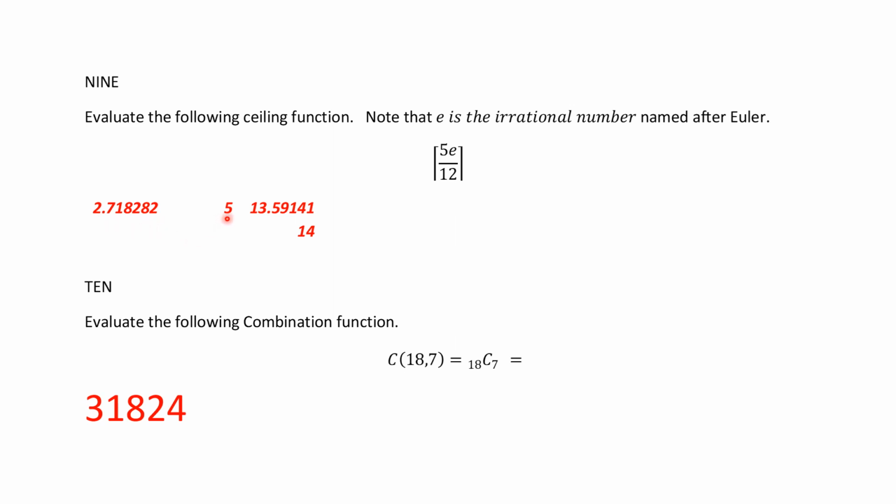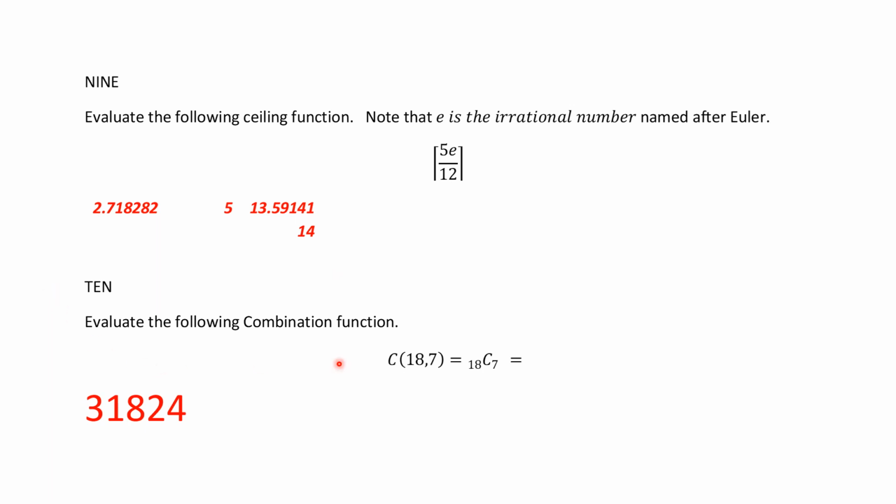If I multiply 5 times that, I'm going to get 13.59 and so on and so forth. But then if I divide this by 12, I get something just a little bit bigger than 1. So I would round that to 2. In your notes, cross this out because I didn't finish the calculation, but you do get 2 here. So the answer to this is 2, and that's how I'll grade the midterm.